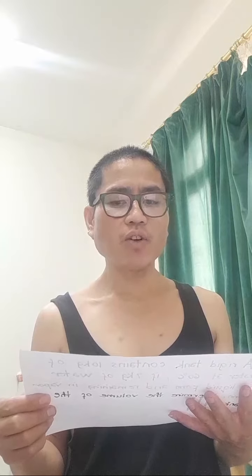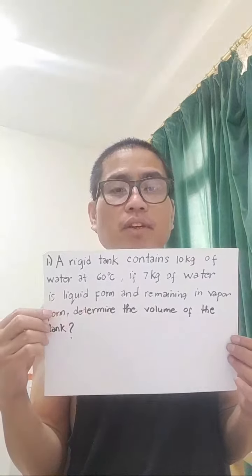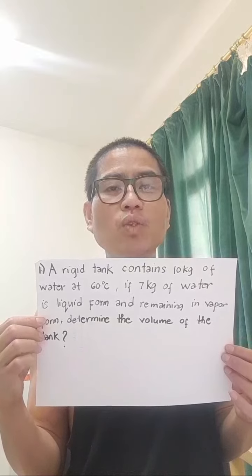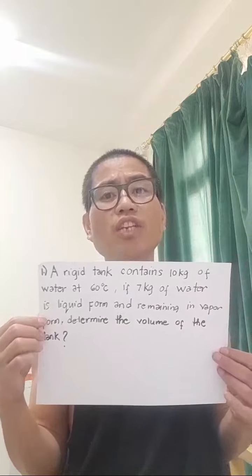So here it is. A rigid tank contains 10 kg of water at 60 degrees Celsius. If 7 kg of the water is in liquid form and the remaining is in vapor form, determine the volume of the tank. In this case, it is very obvious that there are two states, liquid and vapor phase, and the word saturated is very clear also. So we're going to use the steam table in this kind of situation.